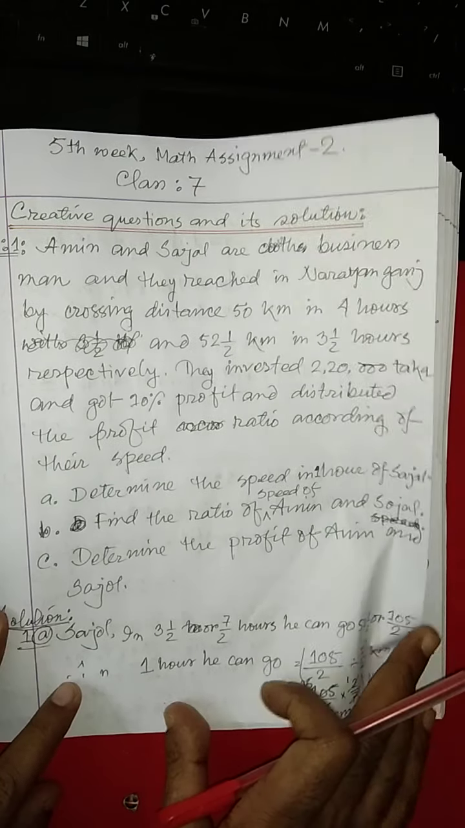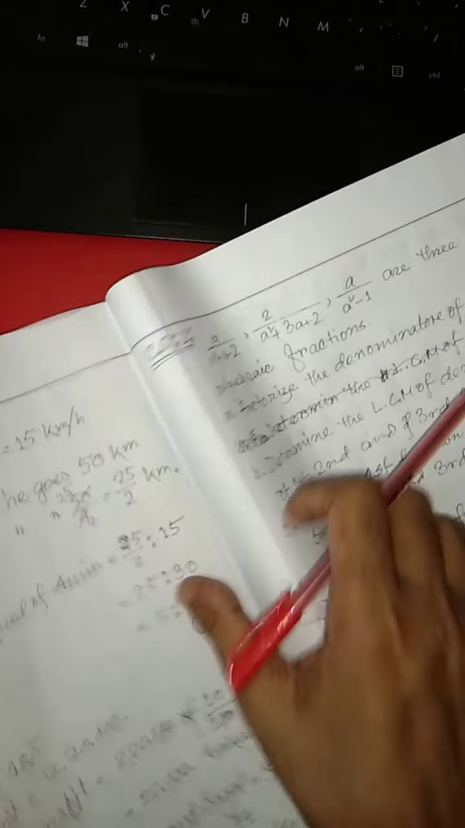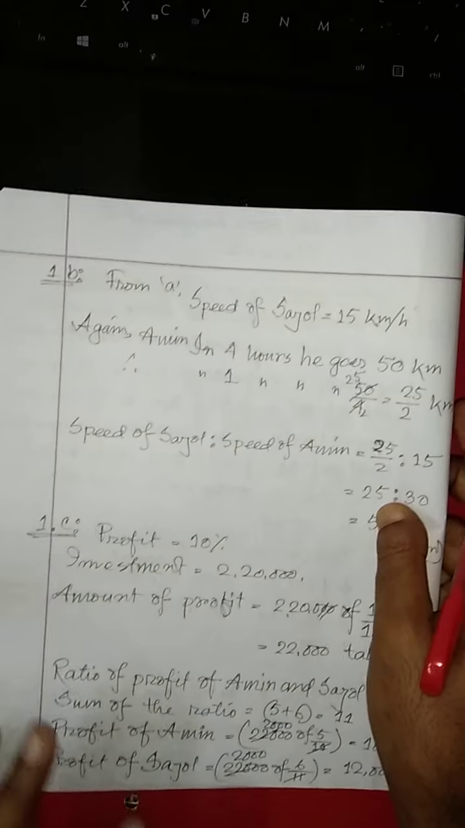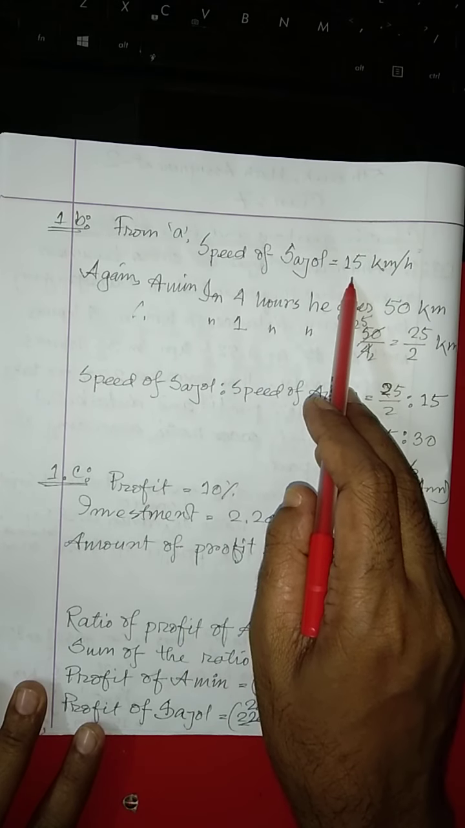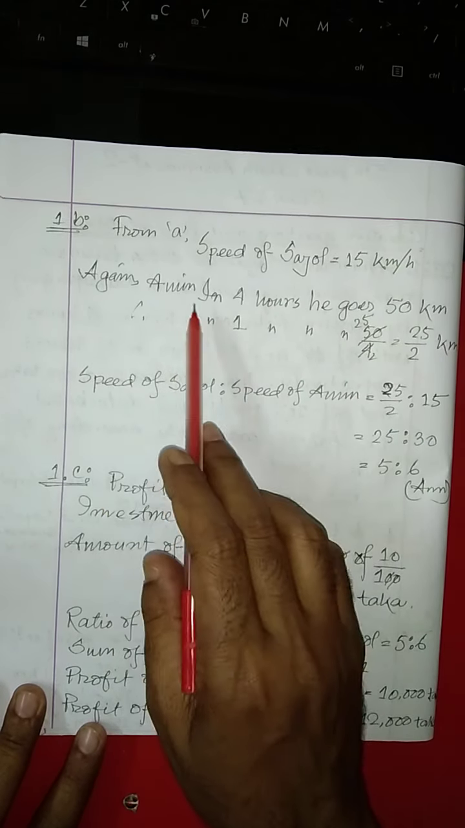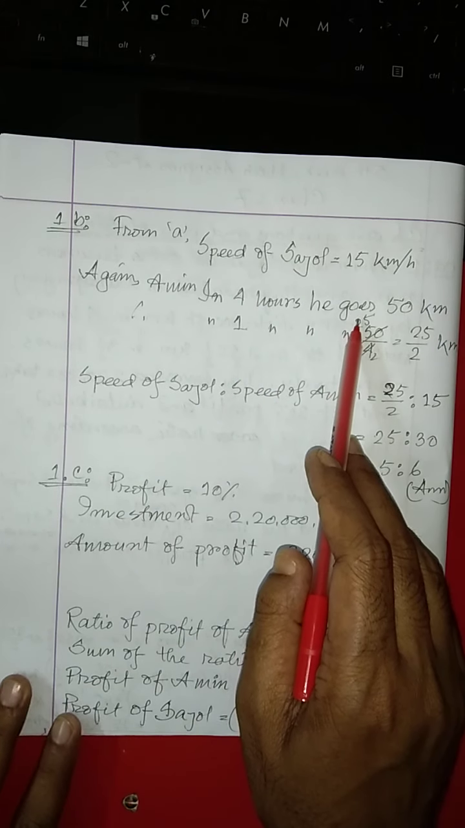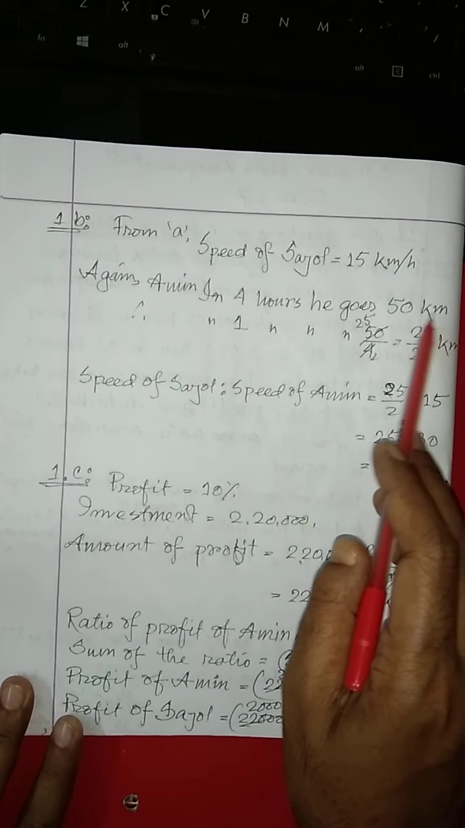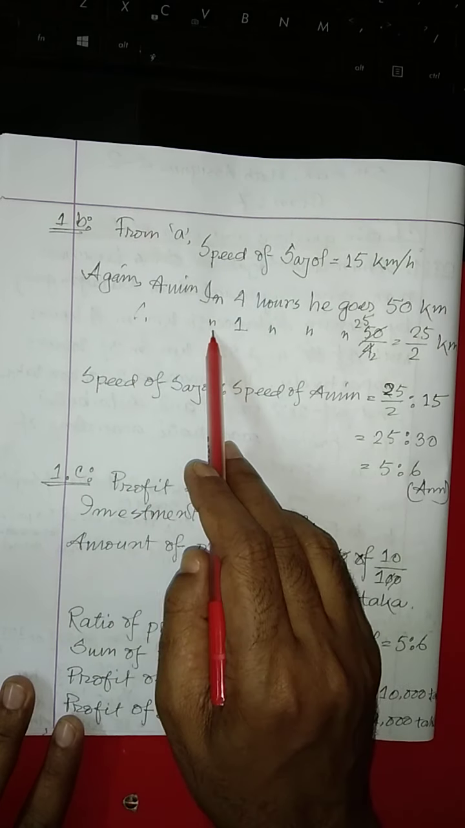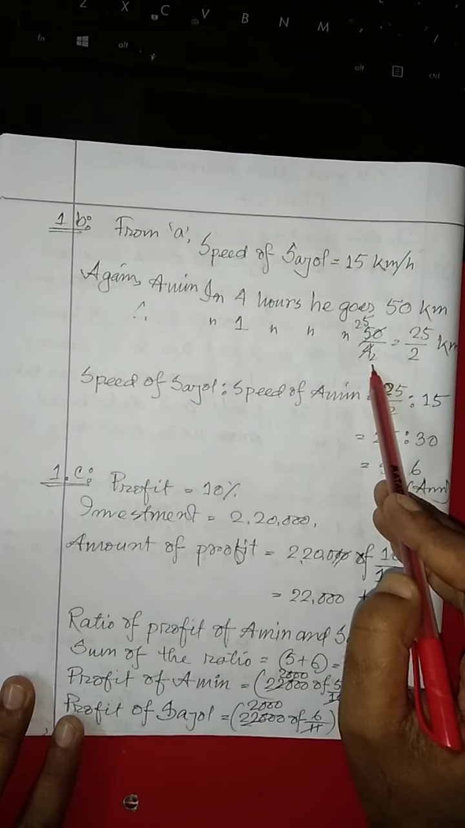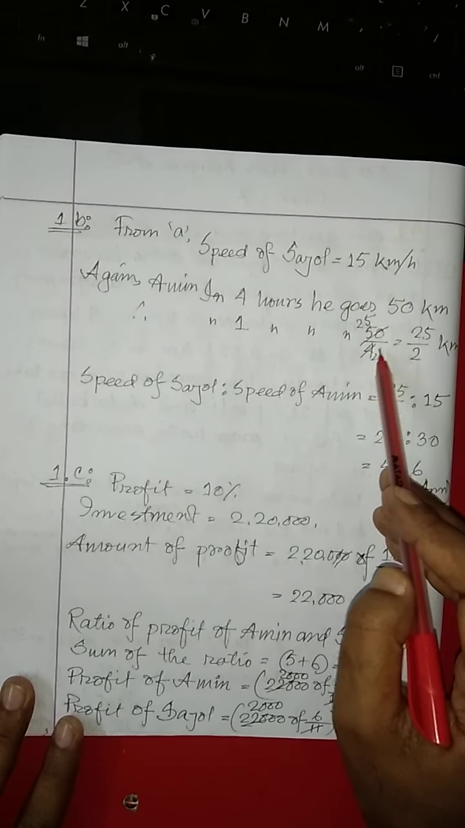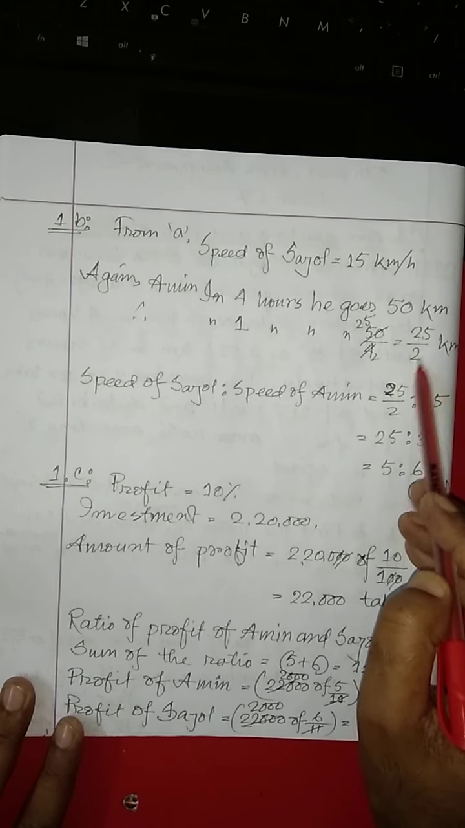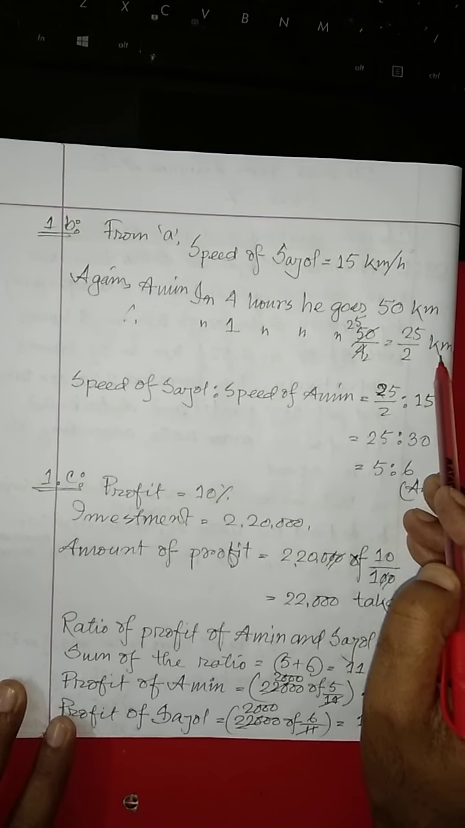Number B, find the ratio of speed of Amin and Shazul. So we have to find the ratio of their speed. From the speed of Shazul, here it is 15 km per hour. Again, Amin in 4 hours goes 50 kilometers. In 1 hour he can go 50/4, divided by 2, 50 divided by 2 is 25, and 4 divided by 2 is 2, so 25/2 kilometers per hour.